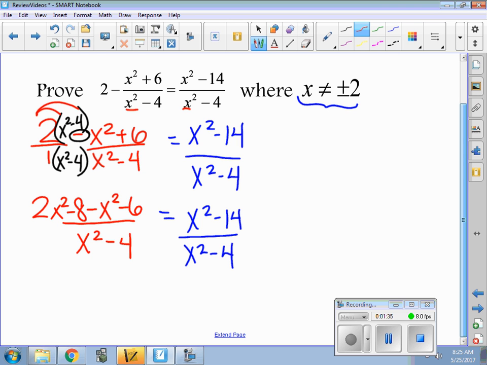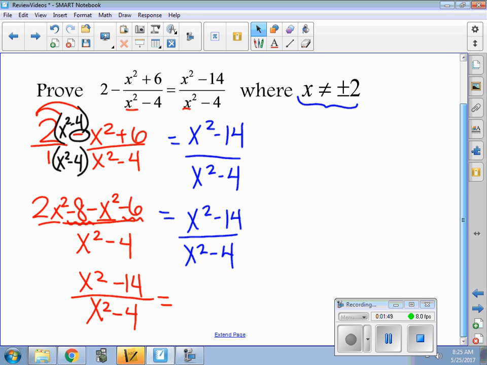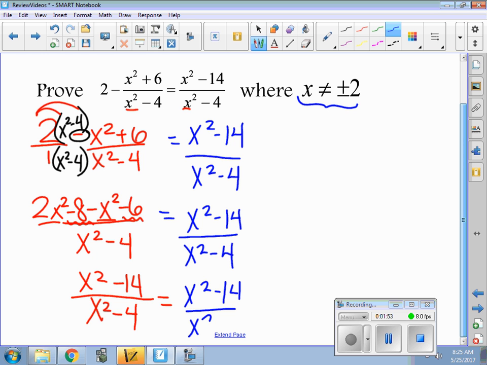Okay, as I continue to simplify on the left, I'm going to combine like terms in the numerator, so 2x squared minus x squared gives me x squared. Negative 8 minus 6 gives me minus 14, and that's all over x squared minus 4. And if I look at my right side, I originally had x squared minus 14 all over x squared minus 4. So now the left is equal to the right. I've proved it. I have to have both sides equal to show that I've completed a proof.